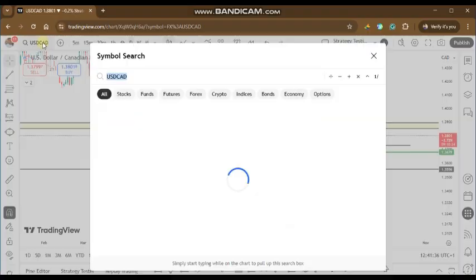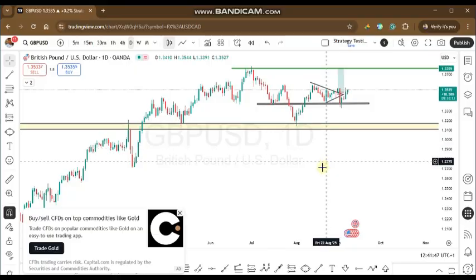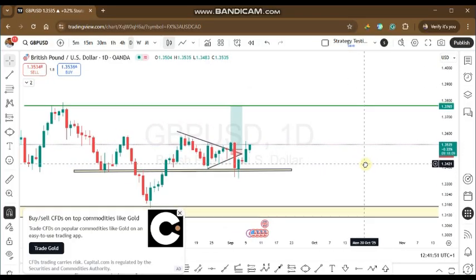The next pair I want to go to is GBPUSD. All right, so let's go to GBPUSD. This is GBPUSD in front of me, and you can see this is my normal chart.